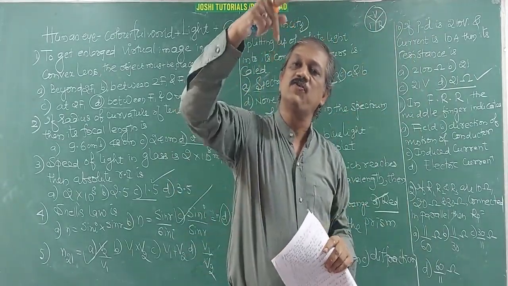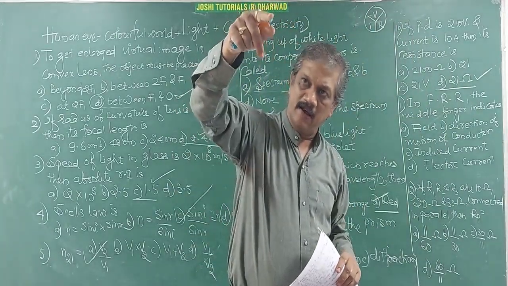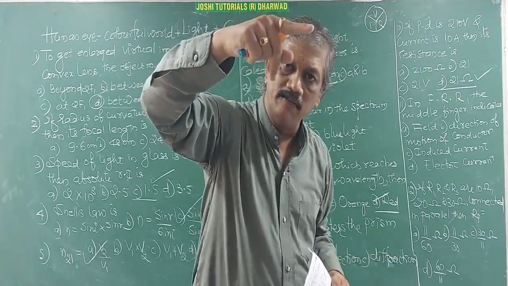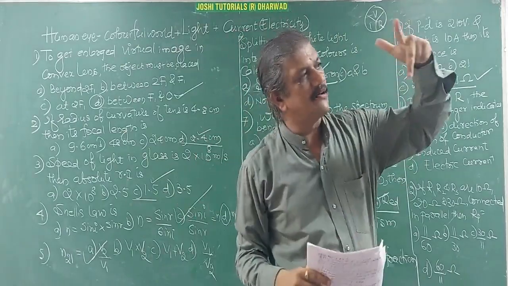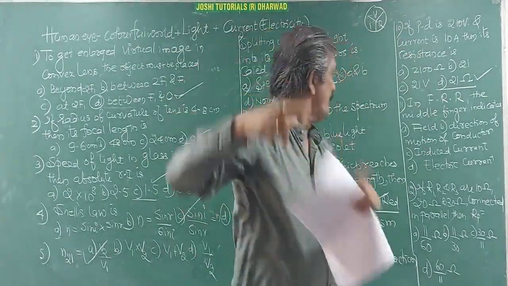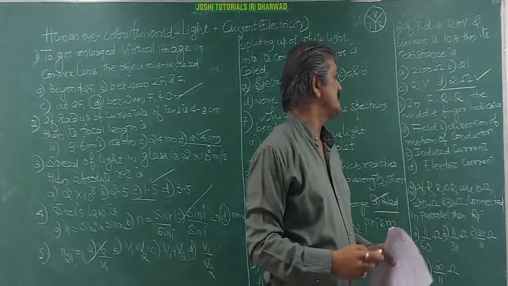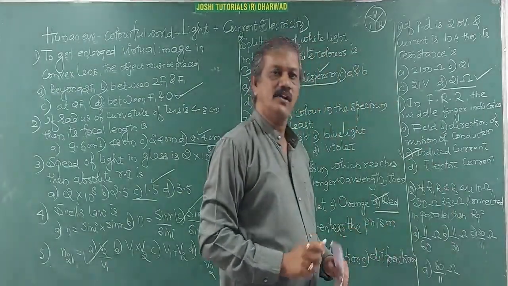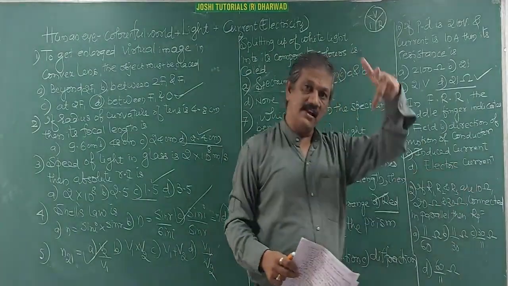Dynamo thumb rule indicates what? Here right hand rule, it is a dynamo rule. Left hand rule, it is motor rule. Then this middle finger indicates what? Induced current. It is C. Confusion: electric current is a motor.